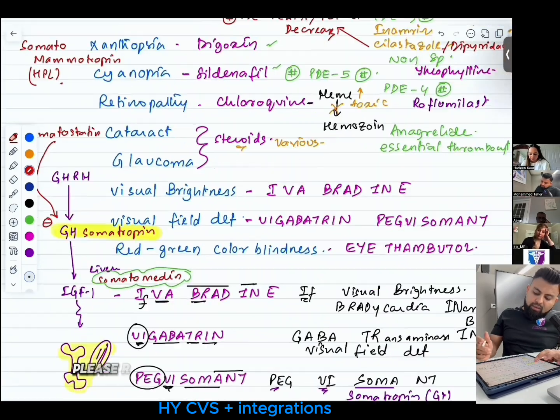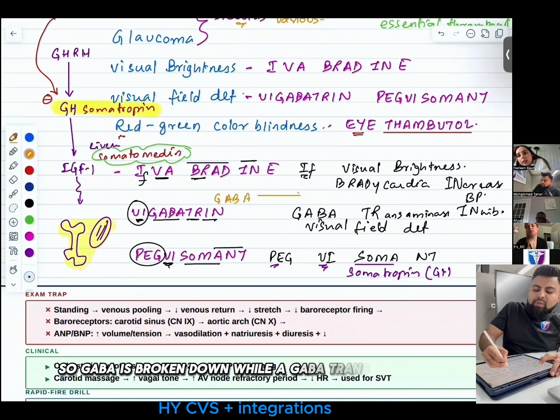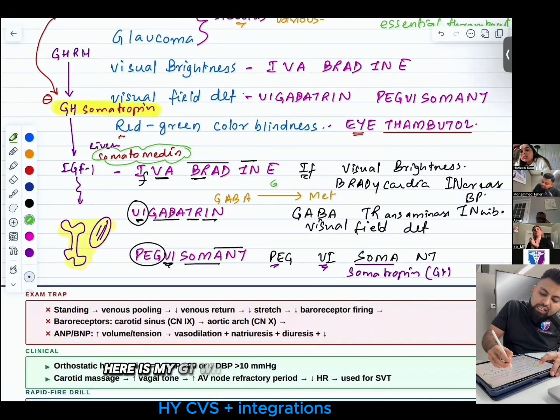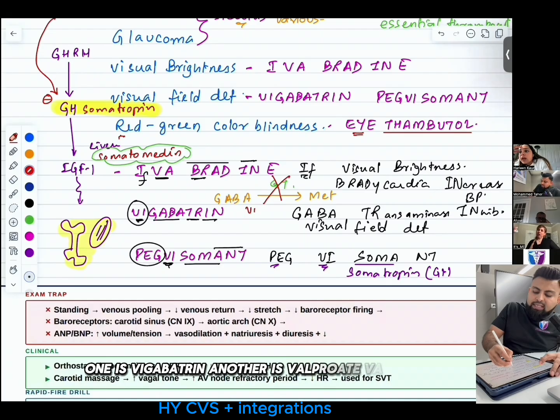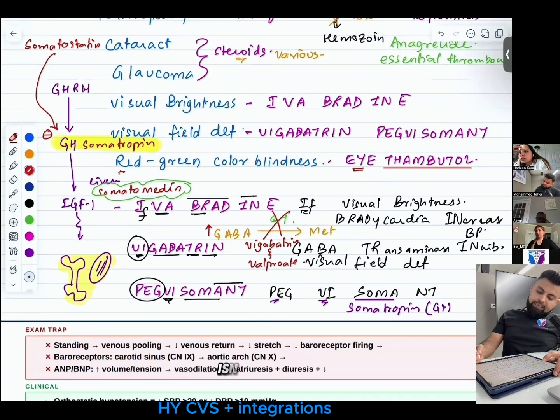So all these things, please remember. GABA transaminase inhibitors, what do they do? They inhibit the GABA transaminase, which is responsible for metabolizing the GABA. So GABA is broken down via GABA transaminase to the breakdown byproduct metabolites. And here is my GABA-T, which is inhibited by two drugs. One is vigabatrin, another is valproate. Excellent. So that increases the CNS depression and GABA activity, isn't it?